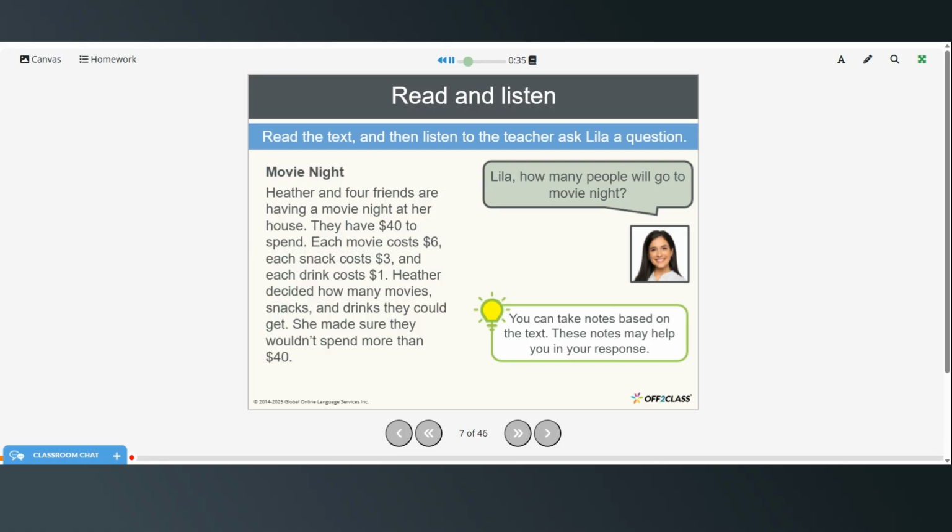Heather and 4 friends are having a movie night at her house. They have $40 to spend. Each movie costs $6. Each snack costs $3, and each drink costs $1. Heather decided how many movies, snacks, and drinks they could get. She made sure they wouldn't spend more than $40.